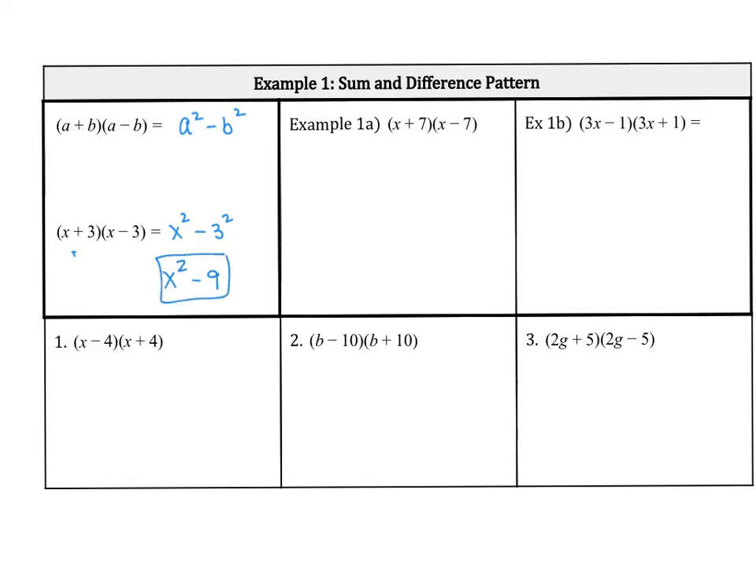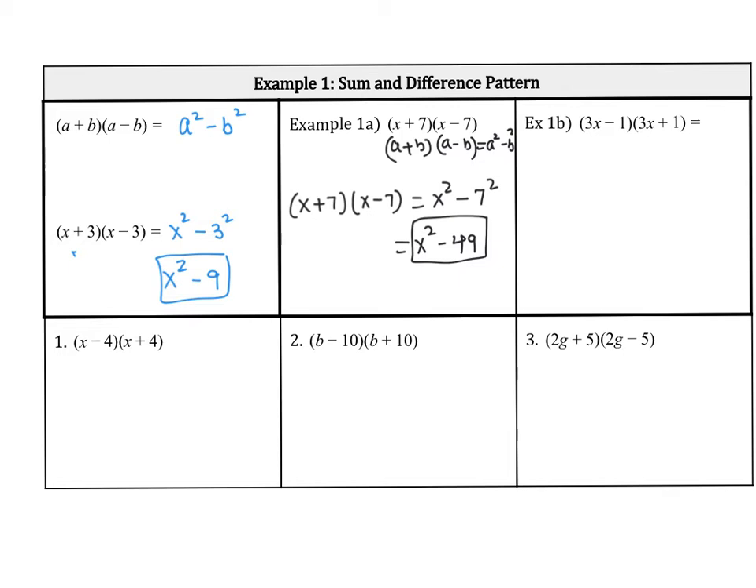Similarly, for example 1a, if you compare it with a plus b times a minus b, the formula is a square minus b square, where a is x and b is 7. So that's going to be x squared minus 49.